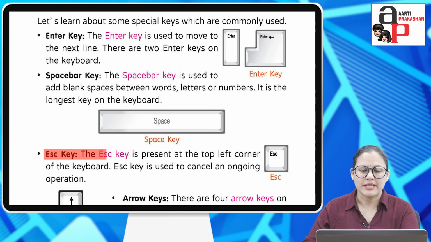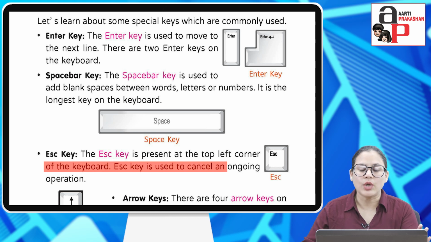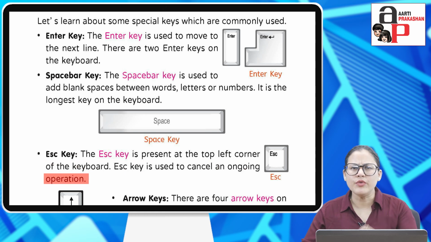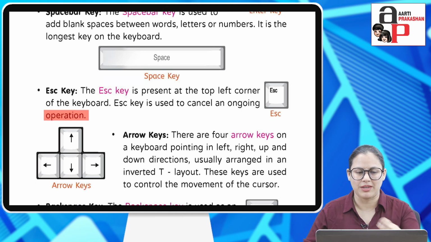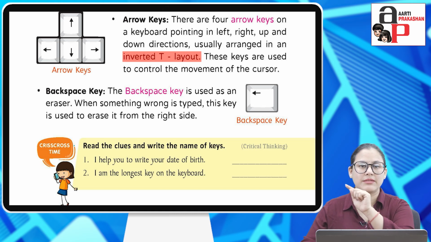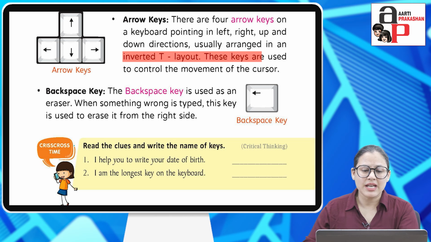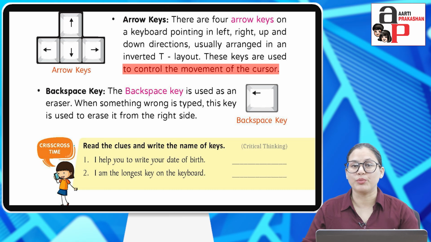Next is escape key. The escape key is present at the top left corner of the keyboard. Escape key is used to cancel an ongoing operation. Whenever we need to cancel an ongoing operation, we use this key, which is ESC, that is escape key. Next, arrow keys. There are 4 arrow keys on a keyboard pointing in left, right, up and down directions. As you can see in this picture, arrow keys are usually arranged in an inverted T layout. T is this, but inverted means upside down. These keys are used to control the movement of the cursor.